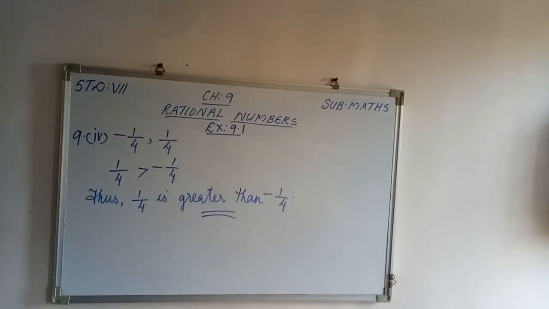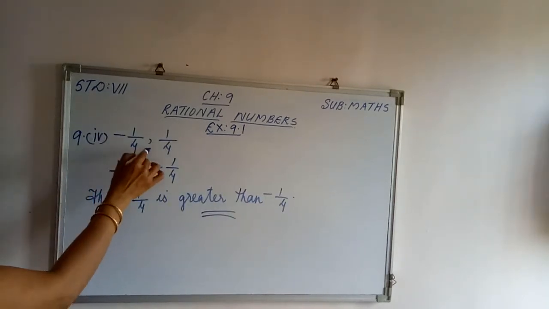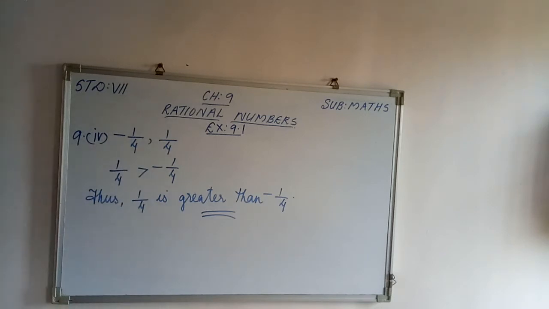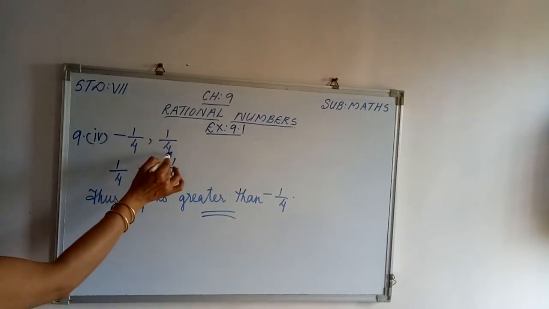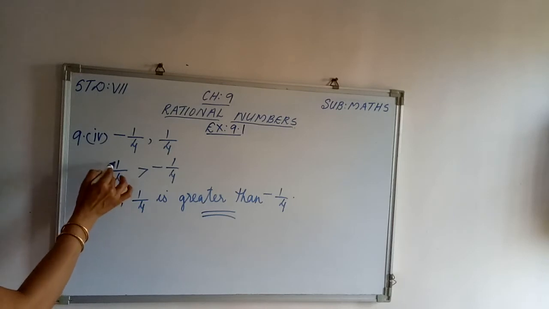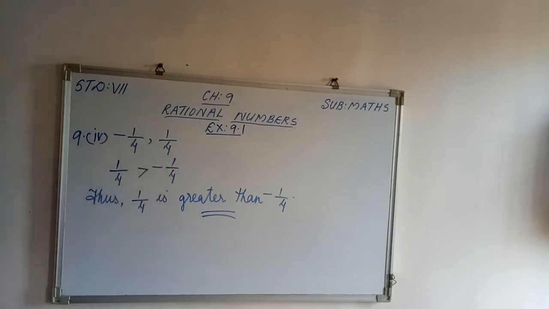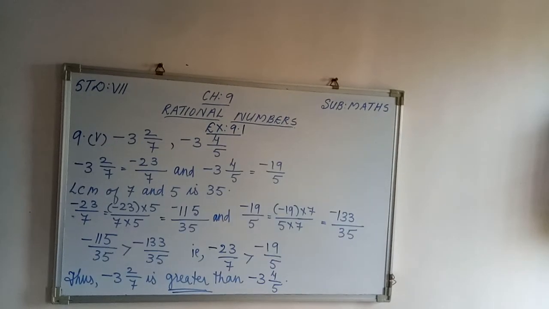Fourth one, minus 1 upon 4, 1 upon 4. We know that a positive rational number is always greater than a negative rational number. Here which is positive? 1 upon 4 is positive. So we can write 1 upon 4 greater than minus 1 upon 4.